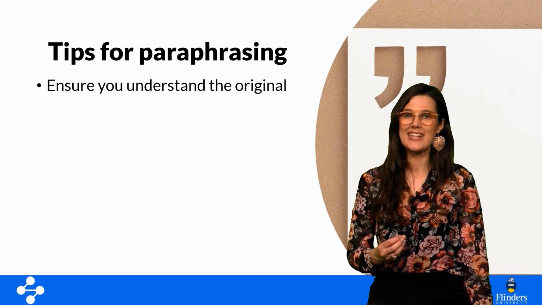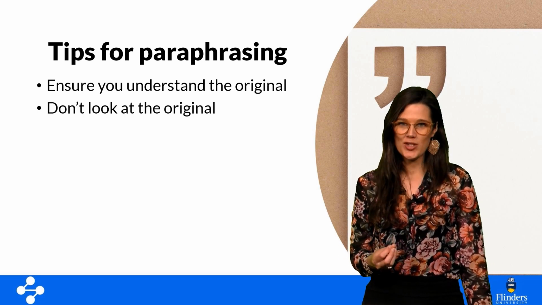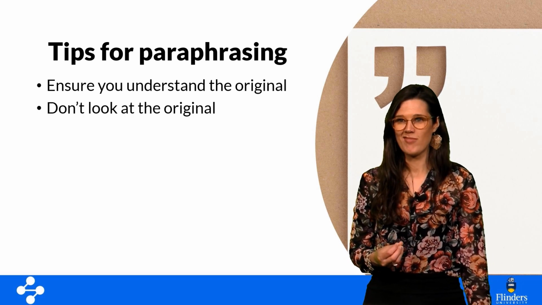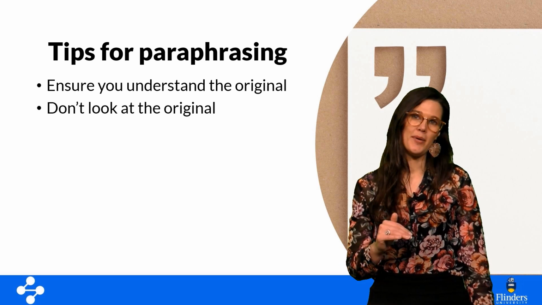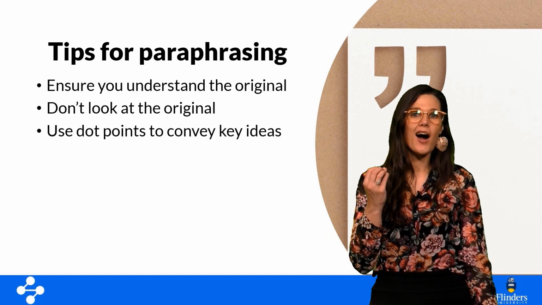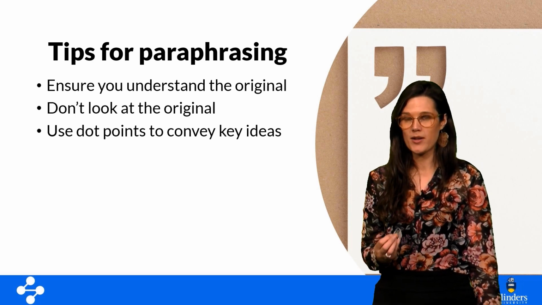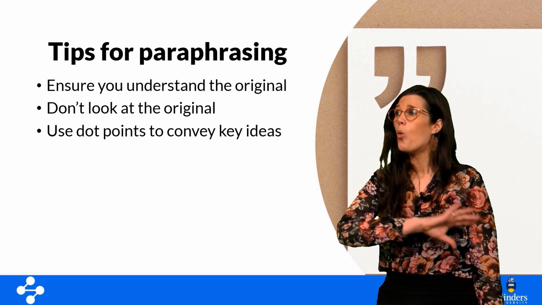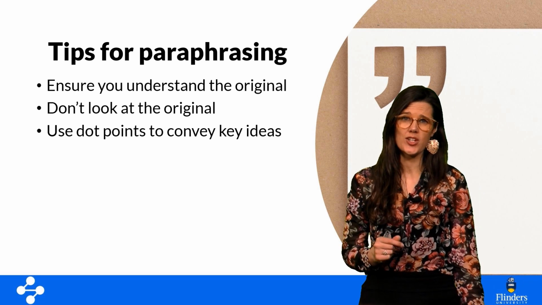Once you have a clear understanding, there are a few things that you can do. Firstly, don't look at the original when you are writing your own version. I recommend covering it up, and then you might try just writing down the key ideas that you need from that original. Try dot points. Don't worry about sentence structure yet.